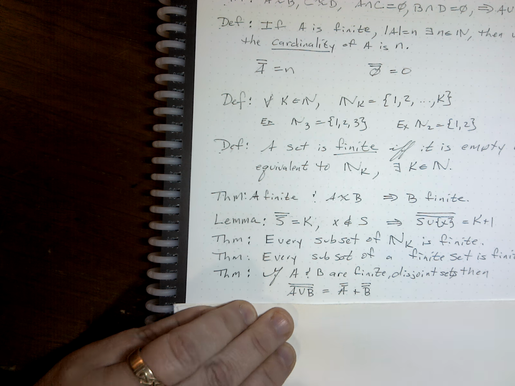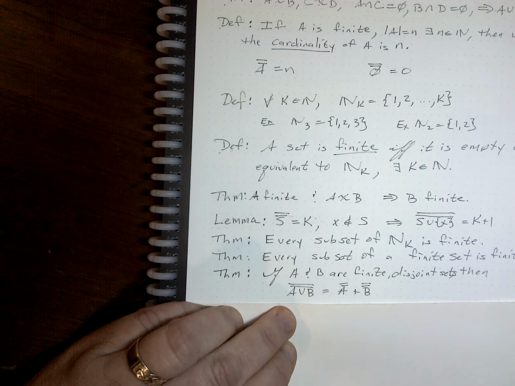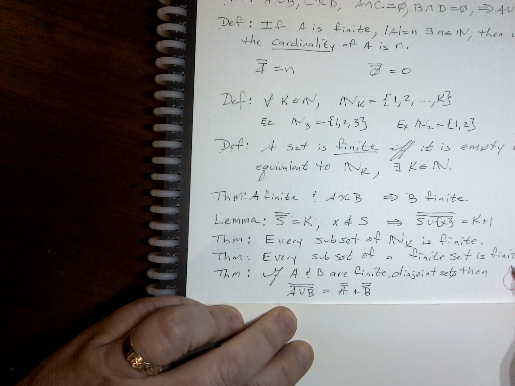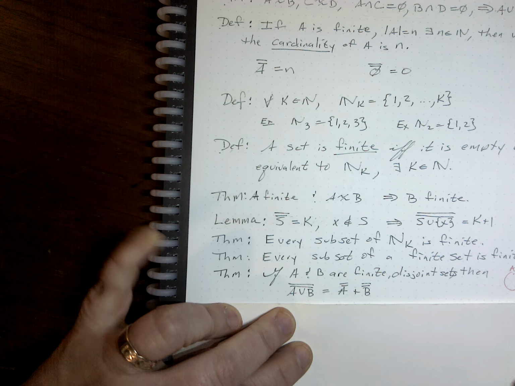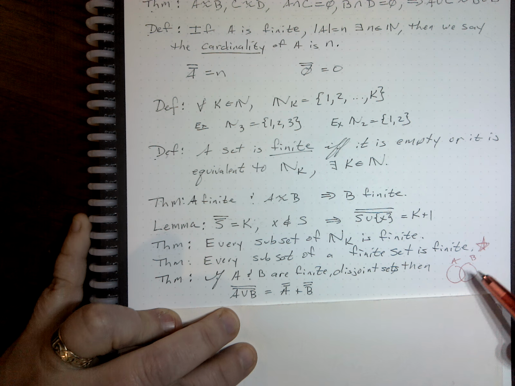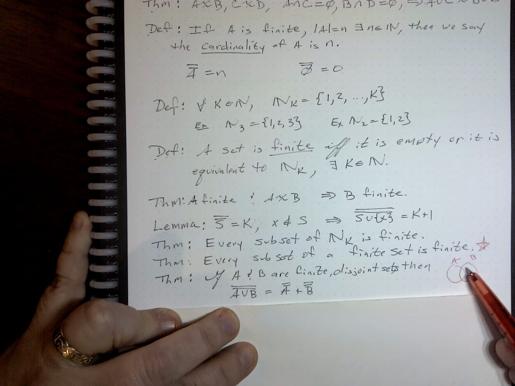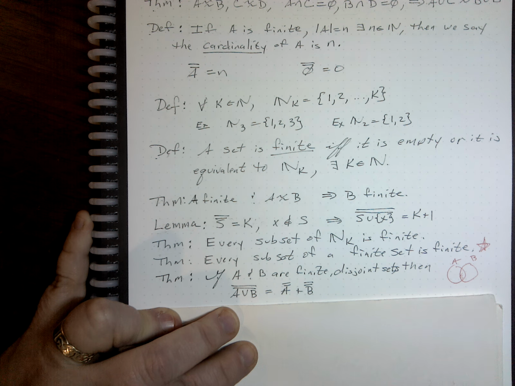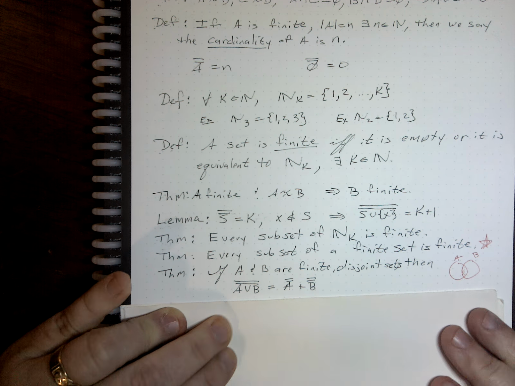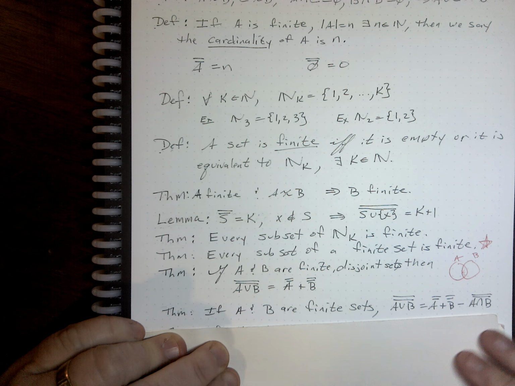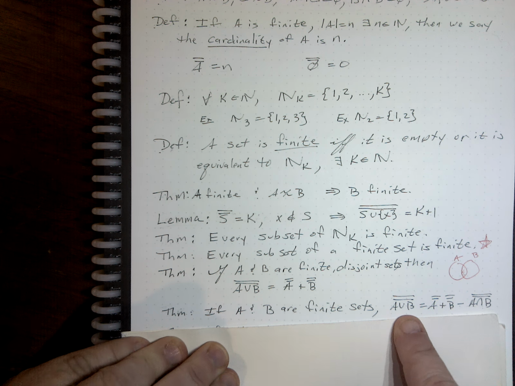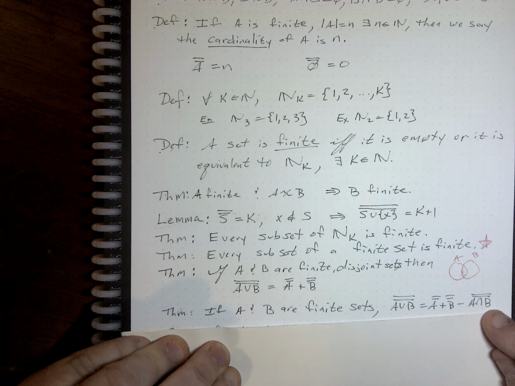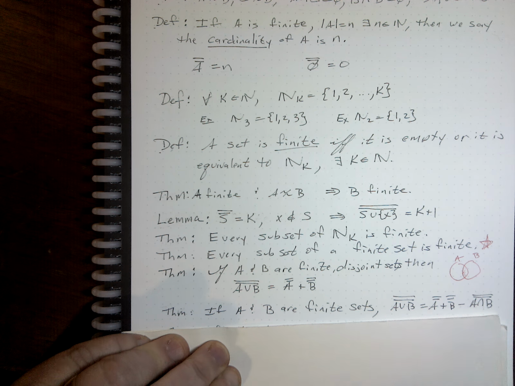If the two sets are not disjoint, consider if this is A and this is B. If I add the cardinality of A with the cardinality of B, I will double count this section in here. So if the two sets are not disjoint, we know that the cardinality of A union B is the cardinality of A plus the cardinality of B minus the cardinality of the intersection. Since it was double counted, we need to subtract one version of it.